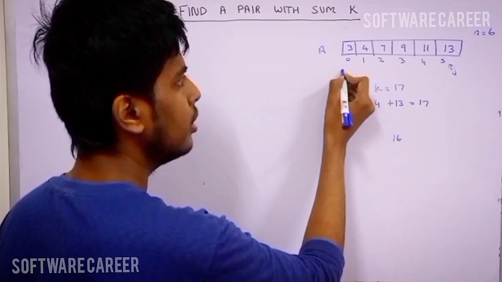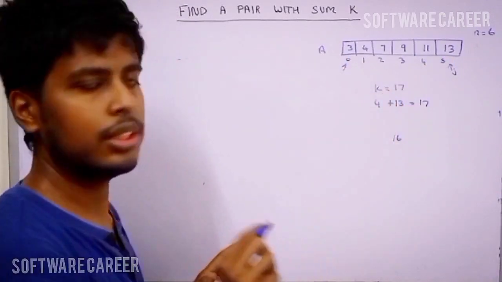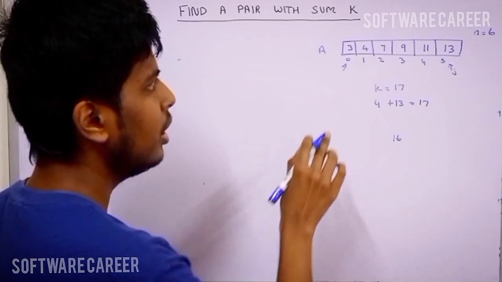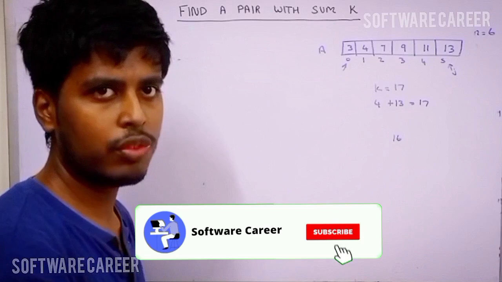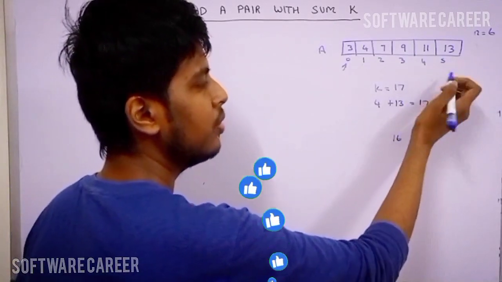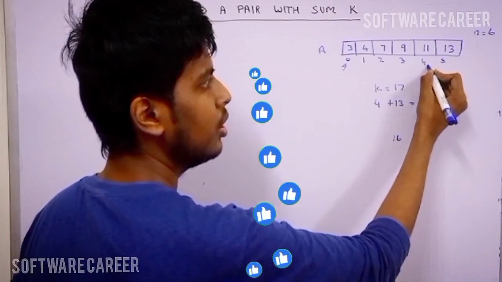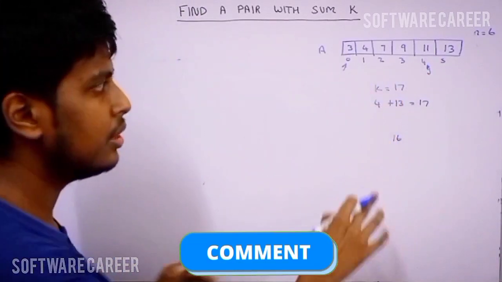Suppose i is here. i is 0. 3 plus 13 is 16, it's less than 17. So you should move i forward. If it is greater than 17, it means you should decrease j by 1. So j will point here. Like this you should do, and like that you should find. Now let's write the code.